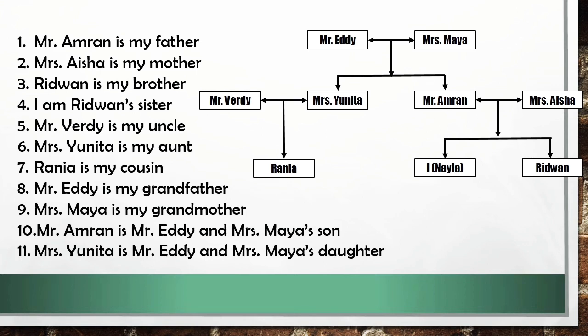And then Mr. Eddie is my grandfather. Mrs. Maya is my grandmother. And then Mr. Amran is Mr. Eddie and Mrs. Maya's son. And the last, Mrs. Yunita is Mr. Eddie and Mrs. Maya's daughter.